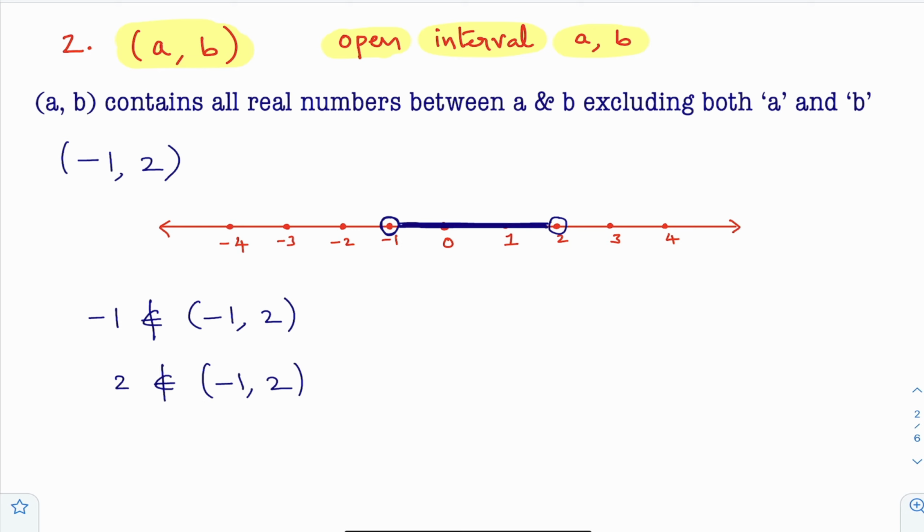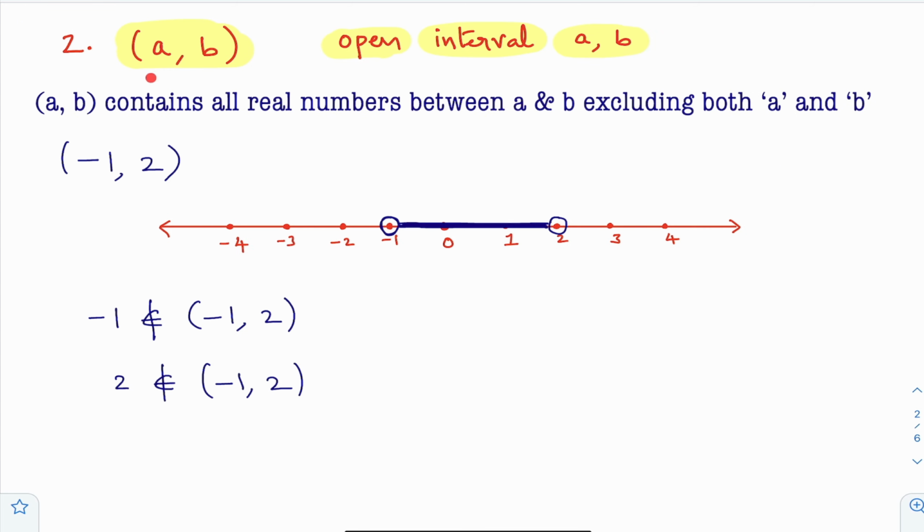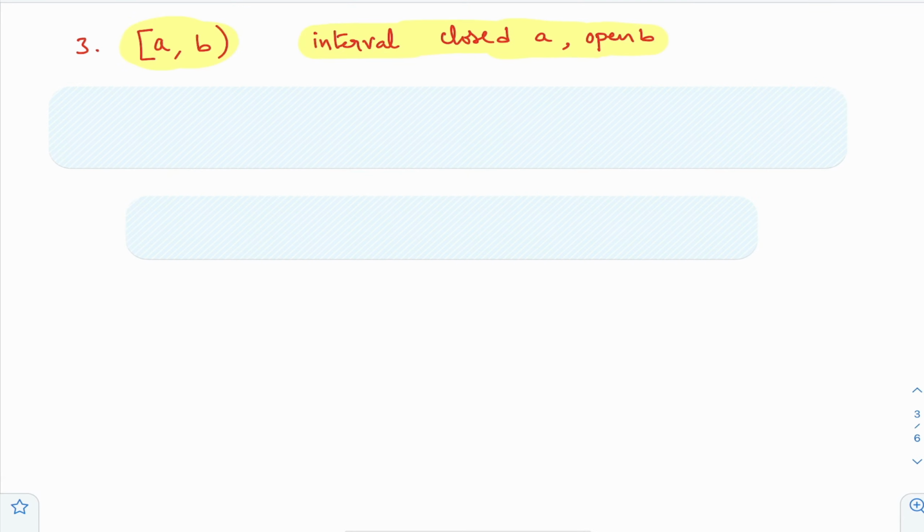Then what is present in this interval? All the real numbers between minus 1 and 2, excluding both minus 1 and 2. I hope you understand. First one is the closed interval a comma b. Second one is open interval a comma b. Now we'll learn about this third one. What is this third one?